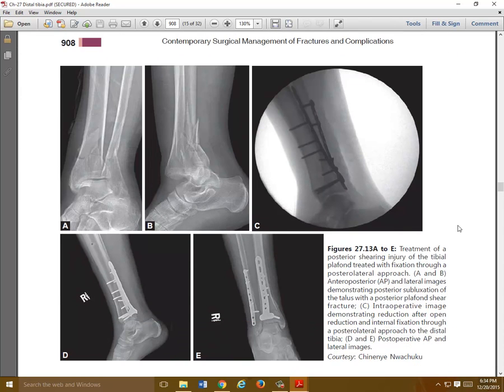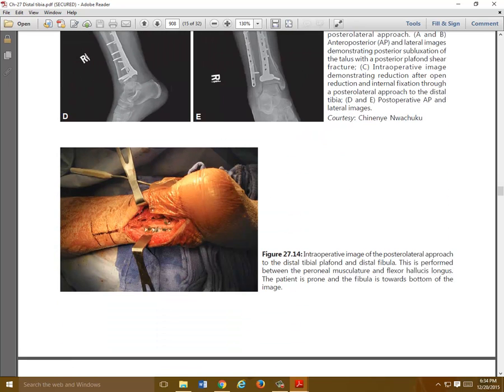Here's an example of a posterior shearing injury, right? So the anterior cortex actually might even be intact. Posterior cortex blown out, treated with a prone approach, ORIF in the back, and direct fixation through a posterolateral approach here. You can see direct fixation posteriorly.